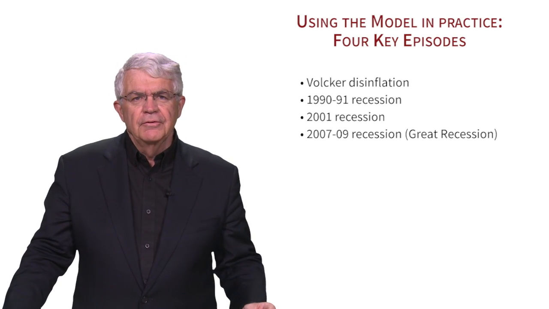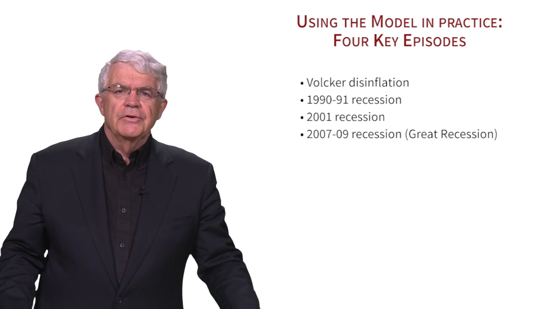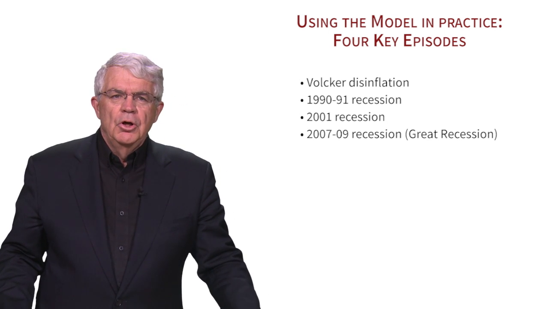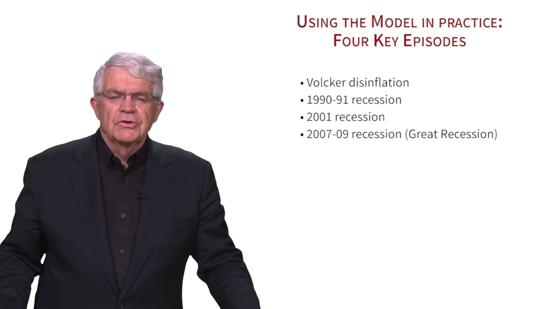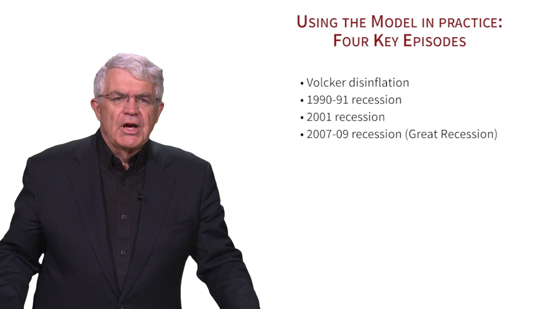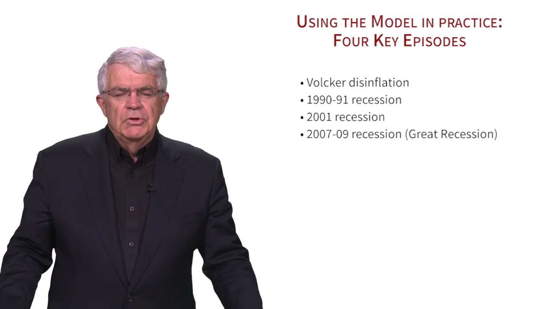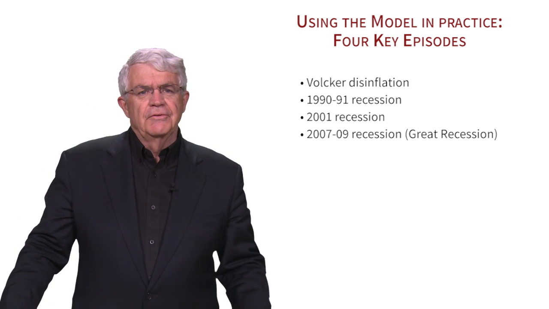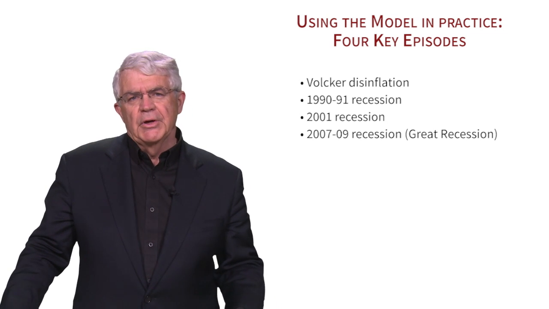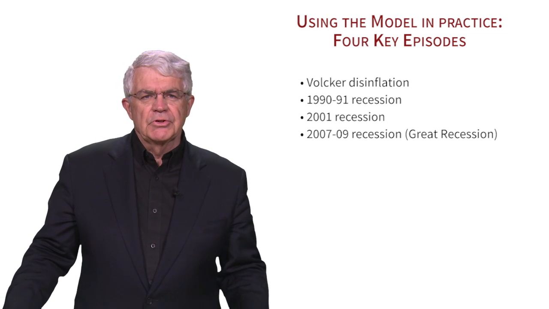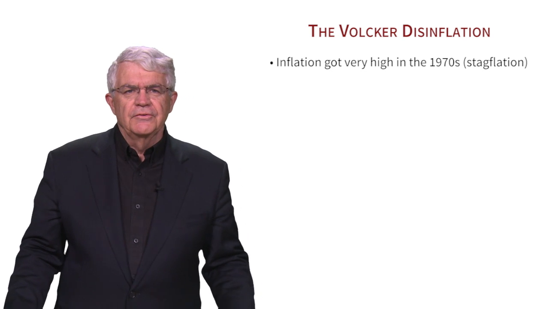I'm going to consider 4 key episodes to show how this model is used in practice. One's going to be called the Volcker disinflation at the end of the 1970s, early 1980s, when inflation came down. We also want to consider some recessions, 1991 recession, that was a pretty serious recession, and 2001 recession, not so deep, and of course a very deep recession, 2007, 2009. I want to see how the model can be used to analyze each of these episodes. So let's start with the Volcker disinflation.